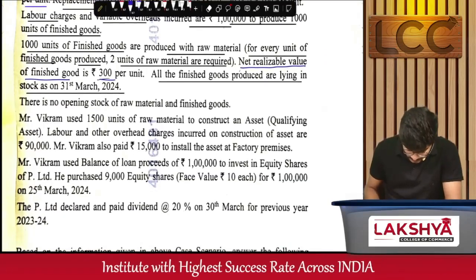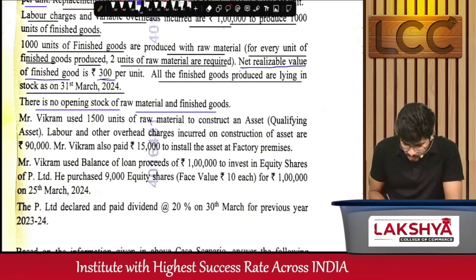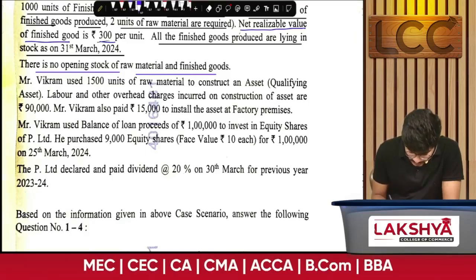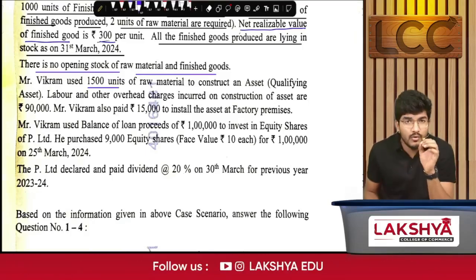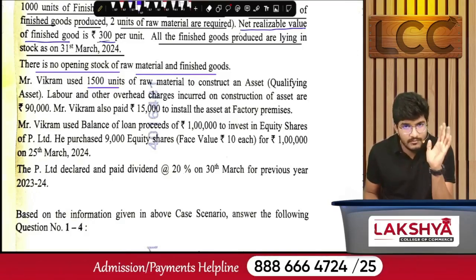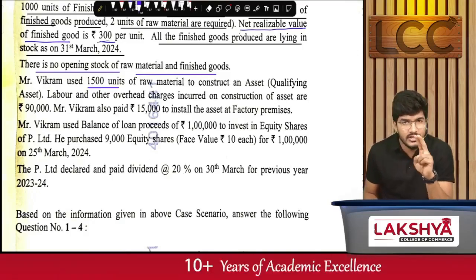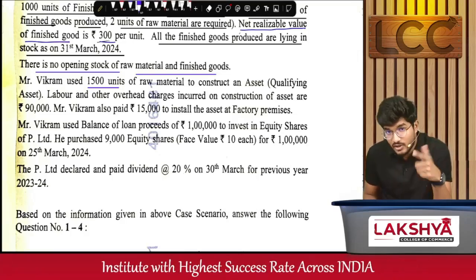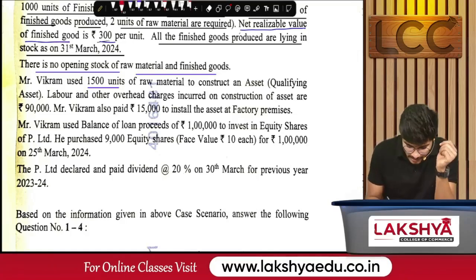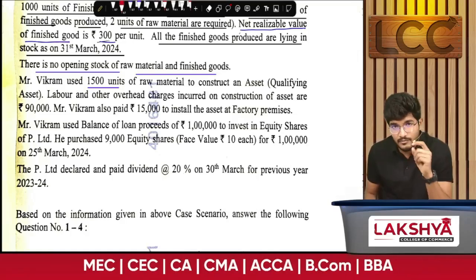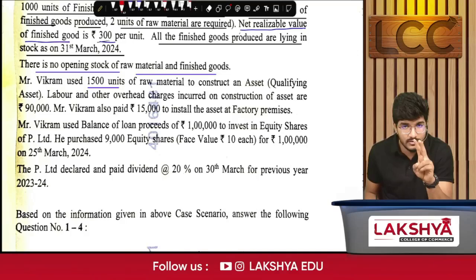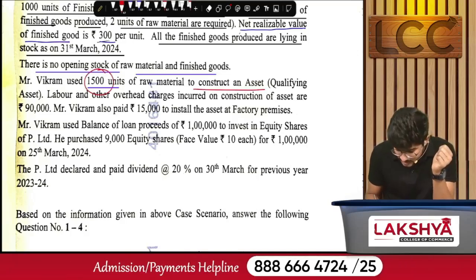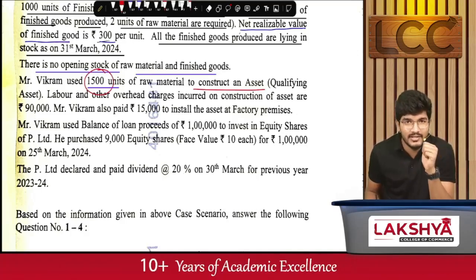Next, there is no opening stock of raw material or finished goods. Mr. Vikram purchased a total of 4000 units of raw material, and out of that he utilized 2000 units to convert into finished goods, so the balance raw material is 2000 units. From those balance 2000 units, he utilized 1500 units to construct an asset, and that asset is a qualifying asset.